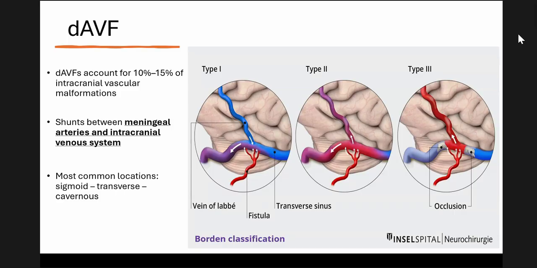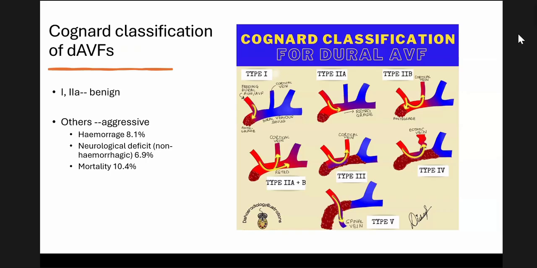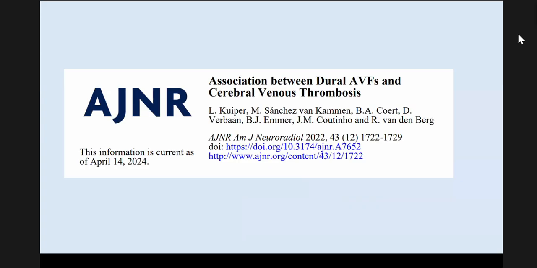Borden classification is one of the classifications used for dural AV fistulas, but a more extensive classification is the Cognard classification. As part of this classification, type 1 and 2A are benign. When I say benign, I mean that they tend to be not aggressive. They don't generally bleed. They usually don't cause neurological deficits, but other types can cause hemorrhage, neurological deficits, and are even associated with mortality.